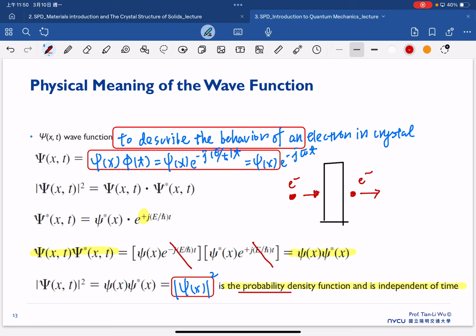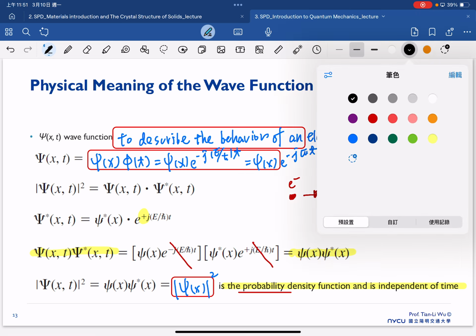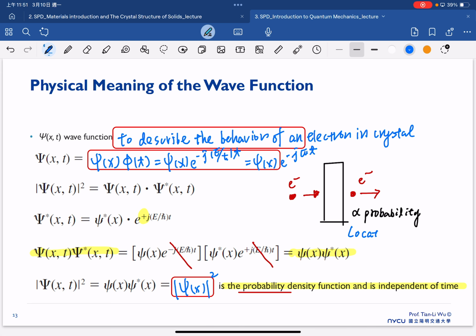And then the conclusion based on the wave equation tells us that the electrons tunnel through to the right hand side. This mechanism is correlated with the probability, and also location dependent only. So this probability indicates that once the carrier moves to the other side, we cannot precisely know everything. The only thing we can know is the probability. So that's why this is a probability density function and it is independent of the time.